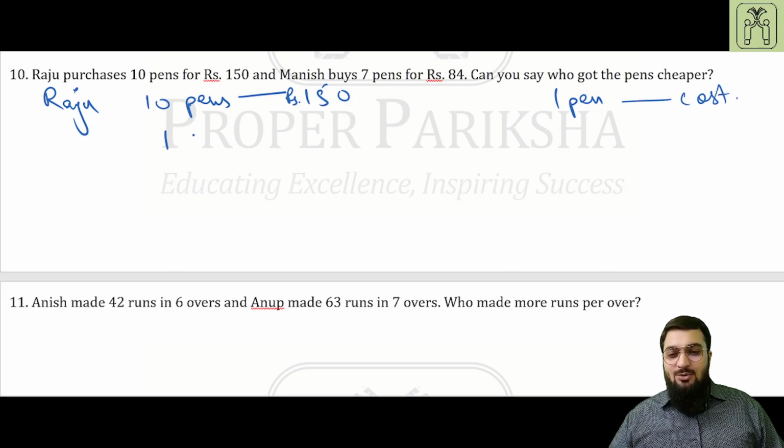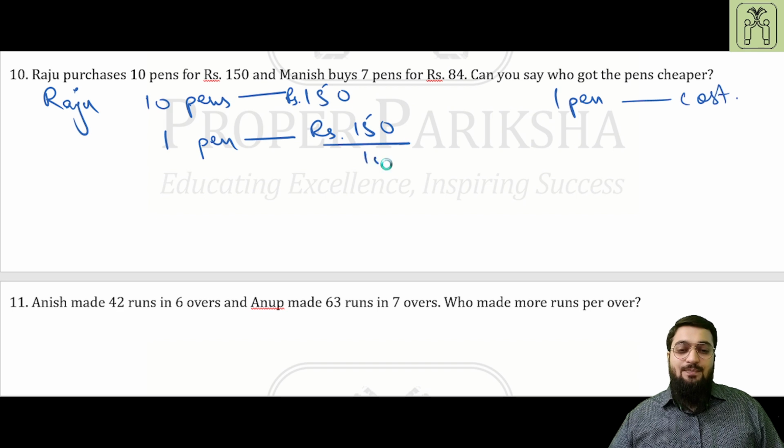And directly, the next step is one pen equals rupees 150 upon 10, and 10 cancels out, so it will be rupees 15. Coming to the next part, that is Manish.